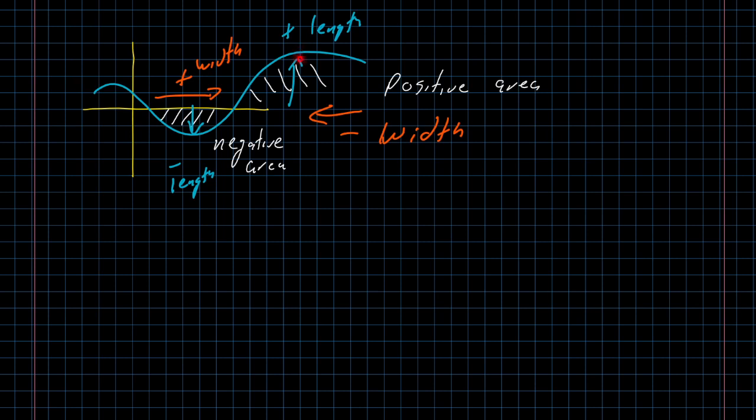When the value of the function is positive, the length measurement is positive, and when your lower limit of integration is the bigger number, that means you're moving right to left, which means your width is negative. Positive times negative would give us negative area, not the positive area we expected. Likewise, negative times negative would give us a positive area, not the negative area we were expecting. So geometrically, we can interpret that degenerate case without too much issue.